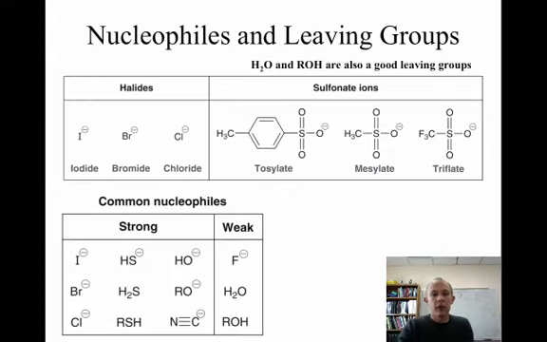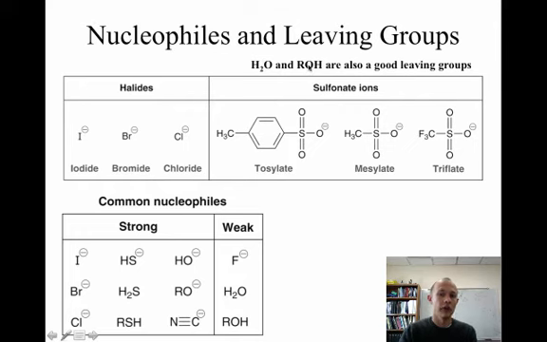Okay, so let's talk about good nucleophiles and leaving groups for the SN2 reaction. To start with, we have these halogens, which we've already talked about. Iodide, bromide, and chloride are good leaving groups in an SN2 reaction. Fluoride is not a good leaving group because it's not the conjugate base of a strong acid. These are very, very weak bases because they're resonance stabilized. So triflate, mesylate, and tosylate are also good leaving groups. And what we'll see later on is that water and alcohols can also be good leaving groups.